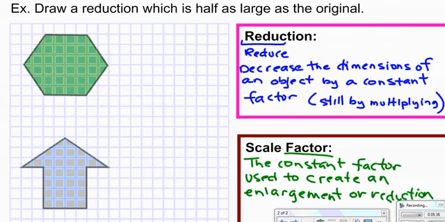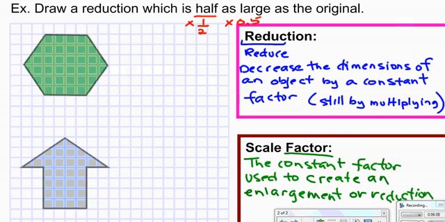So when we look at these examples, it says draw a reduction which is half as large as the original. Okay, so half. So when we think of half, we think of dividing by 2. But in order for a scale factor, we need to think of multiplying. So we need to think of multiplying by 1/2, or you could think of it as multiplying by 0.5. So we could think of it as a decimal as well.